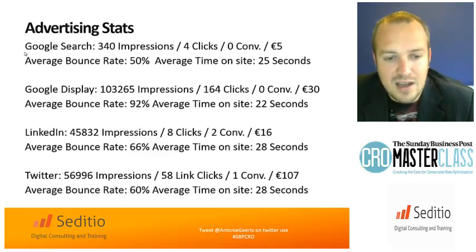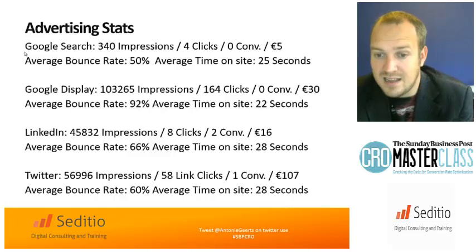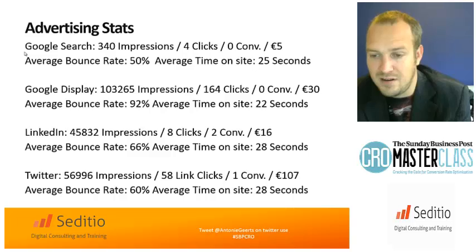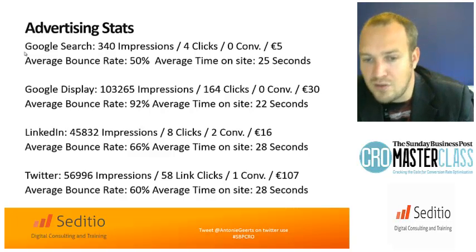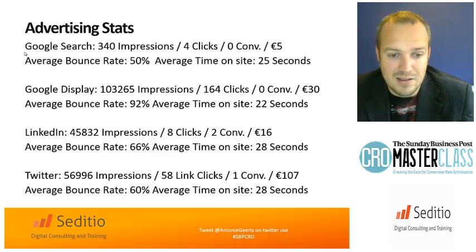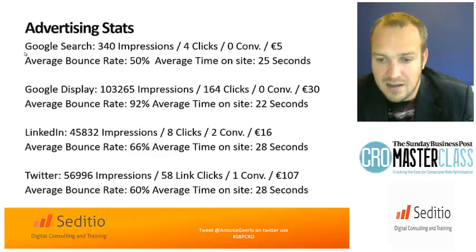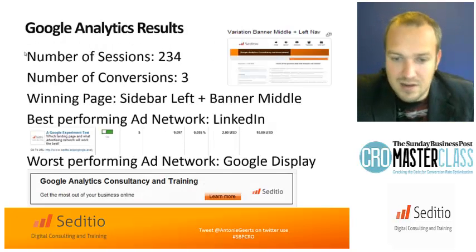As you can see, I had about 56,000, 57,000 impressions, 58 link clicks, 1 conversion, and a spend of 107 euros. That's a pretty expensive amount. If you compare it to LinkedIn, it's like €1.50, €1.60 per click, but only 1 conversion out of it, and still average time on the site 28 seconds. But that's not the only thing that was weird, and I'll show you that now.